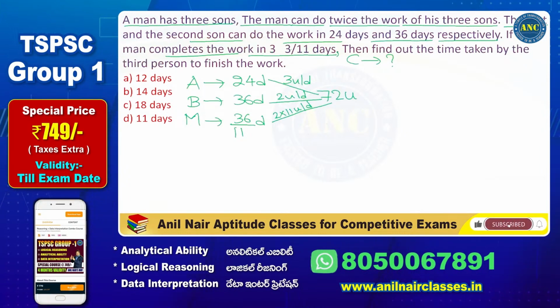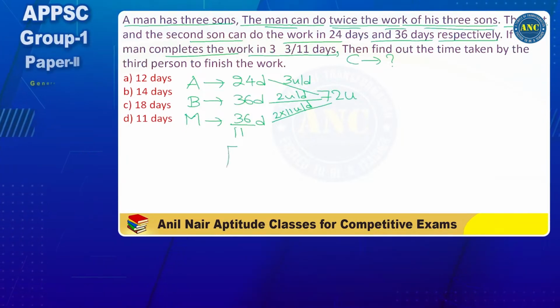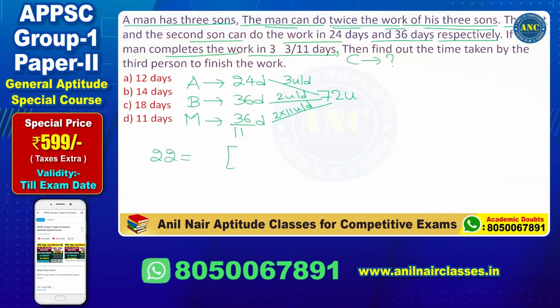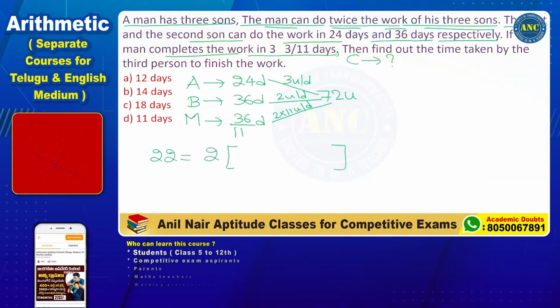Now, can I also say that the question says the man can do twice the work of his 3 sons. That means, first of all, the man's efficiency is 22 units per day. This will be equal to double the capacities of all the 3 sons combined together.